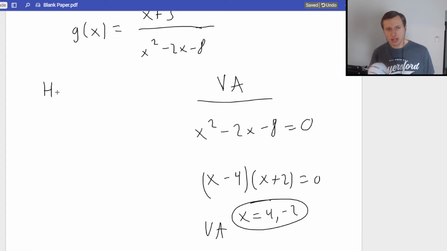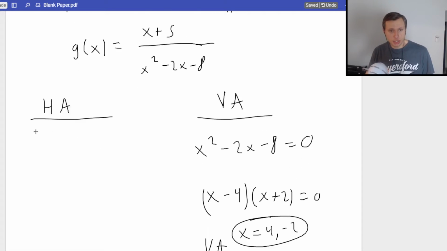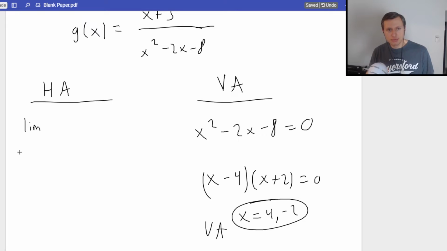Then for horizontal asymptotes, these are harder. Do not set the numerator equal to 0. That's not what a horizontal asymptote is. A horizontal asymptote, this is our rules of limit at infinity, if you remember from before. Limit as x approaches infinity of x plus 5 over x squared minus 2x minus 8.